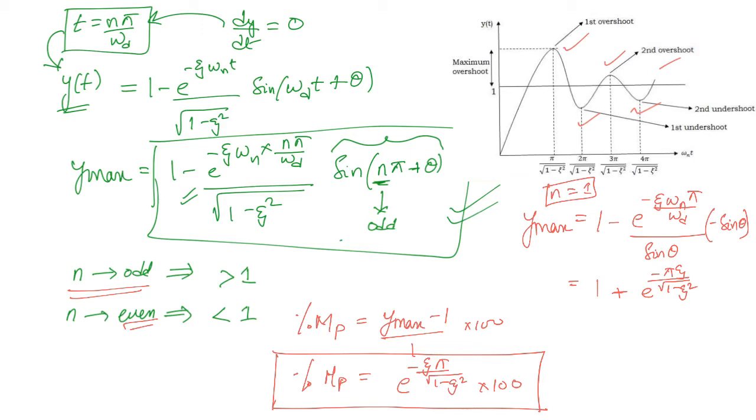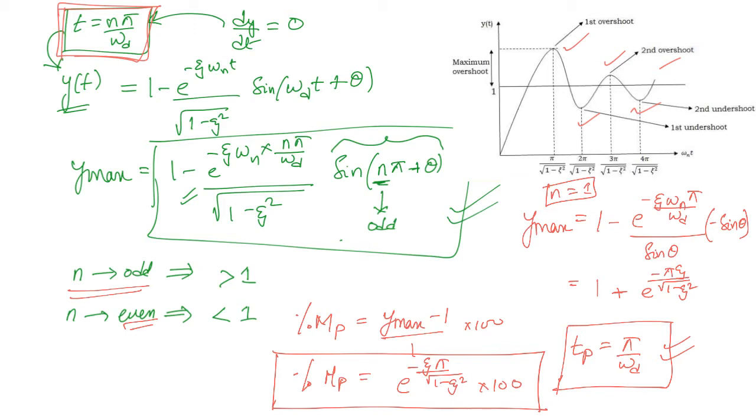Now from here you can find out the peak time also. Tp will be equal to, we saw that t is n pi by omega d, so the maximum value of y is occurring at n is equal to 1. So we have Tp is equal to pi by omega d. So this is the expression for the peak time.